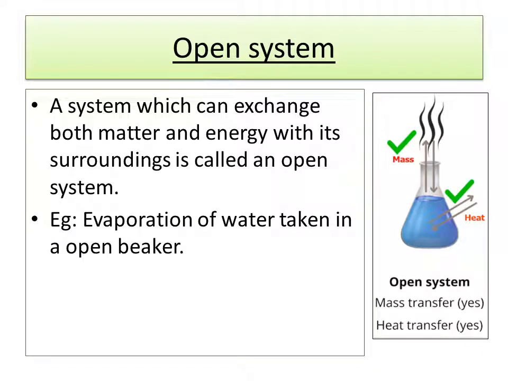Now, let us see what is open system. A system which can exchange both matter and energy with its surrounding is called open system. Example, evaporation of hot water taken in an open conical flask as shown in the figure. See the figure? Here the conical flask is open. That is, the water is heated in the open environment. The flask is open. So what happened? The water vapor escaped from the conical flask to the surrounding.